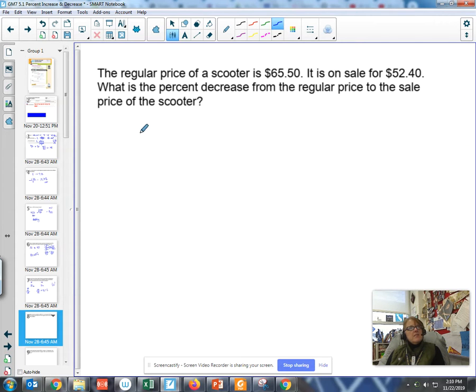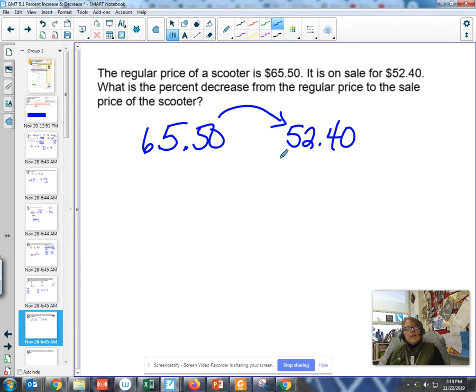Scooter. We're going to buy a scooter. It started at $65.50. Kind of a weird price. Now it's on sale. Sweet. $52.40. So I started here, ended there. What is the percent of the decrease? So we've got to find the decrease. How much was it? This minus that. When you get that value, that's what our numerator is going to be.